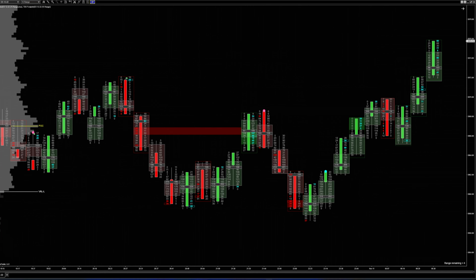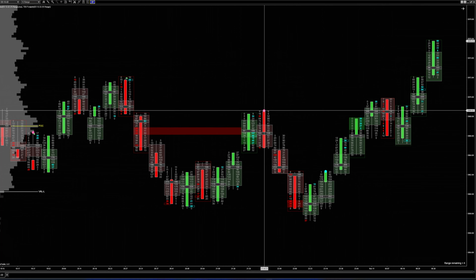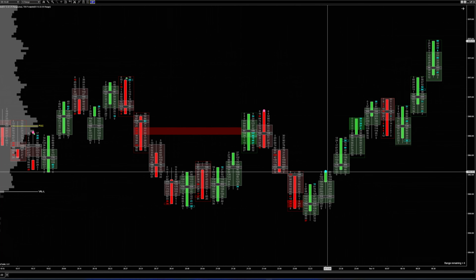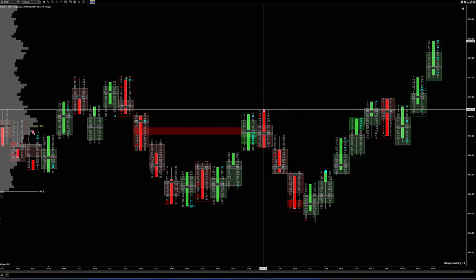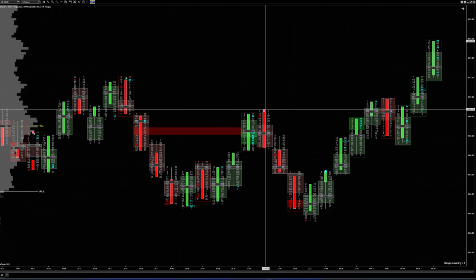Now the next part of the footprint, which is such an awesome feature, is the delta divergence. Now you'll see a delta divergence when these dots appear. Now there'll be a different color when you add your footprint in. I changed mine for the positive delta divergence to be hot pink and the negative delta divergence to be blue.